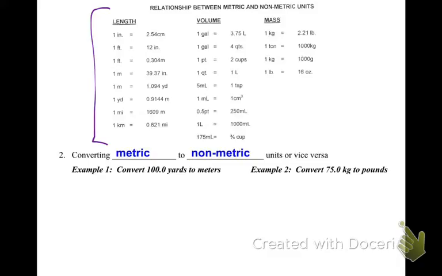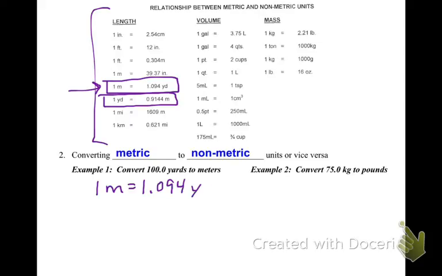Okay, so let's take a look. We could either use this conversion factor or we could use that conversion factor. I'm just going to use the first one since it happens to be the first one that I saw. So our conversion factor would be 1 meter equals 1.094 yards. If you use the second one, you might get a slightly different answer because they are in fact numbers that have been rounded off a little bit. So we'll write our given: 100 yards.